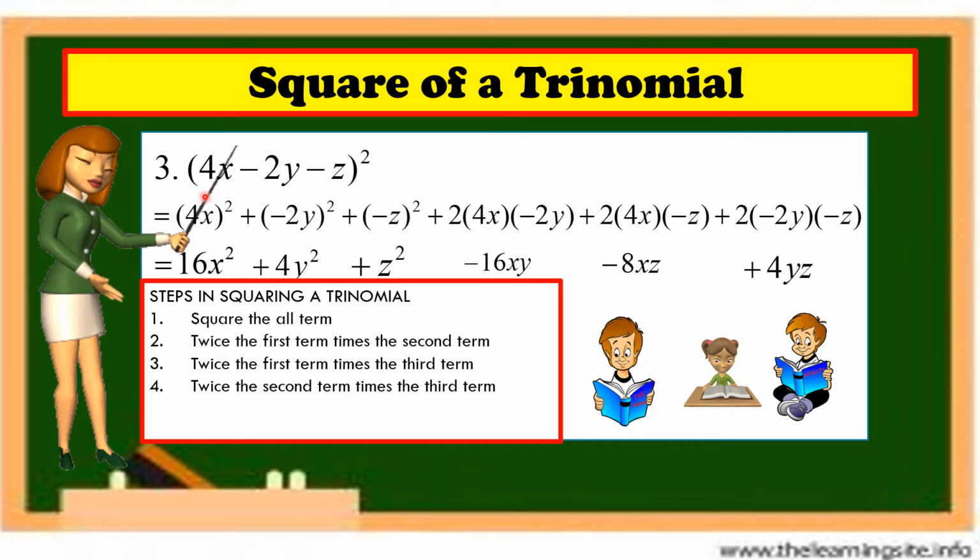Number 4, 4x minus 2y minus c quantity squared equals 16x squared plus 4y squared plus c squared minus 16xy minus 8xc plus 4yc.